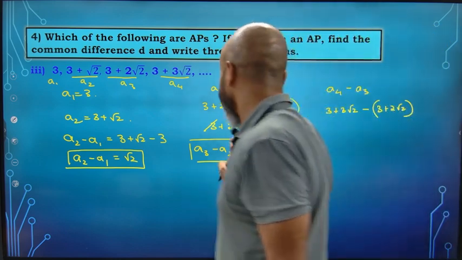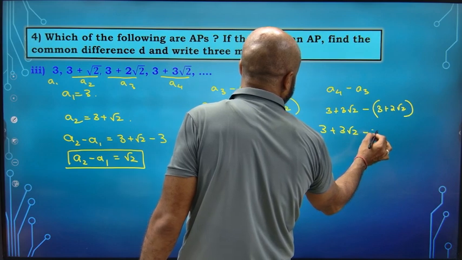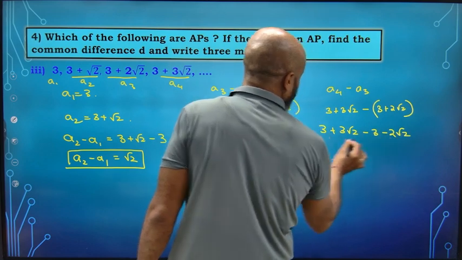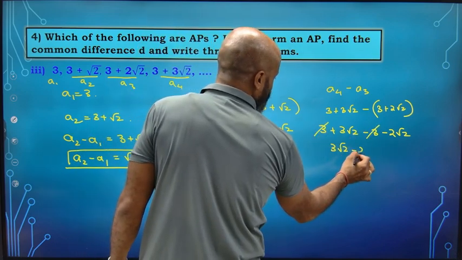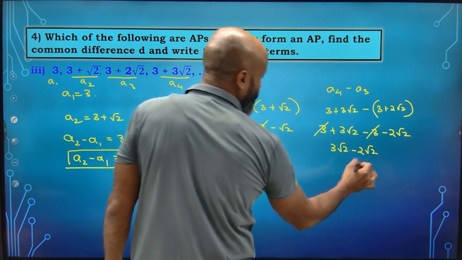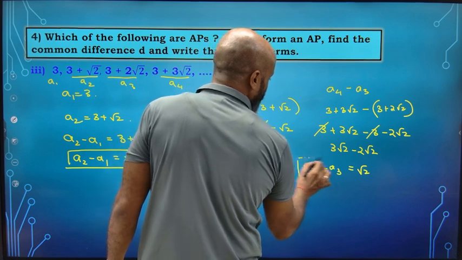Now this minus is applicable to both of them. So 3 plus 3 under root 2 minus 3 minus 2 under root 2. 3 minus 3 gets cancelled. We are left with 3 under root 2 minus 2 under root 2. That gives you how much? Again under root 2. So A4 minus A3 also gives you under root 2.